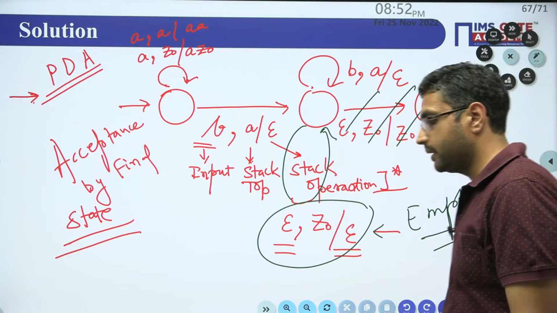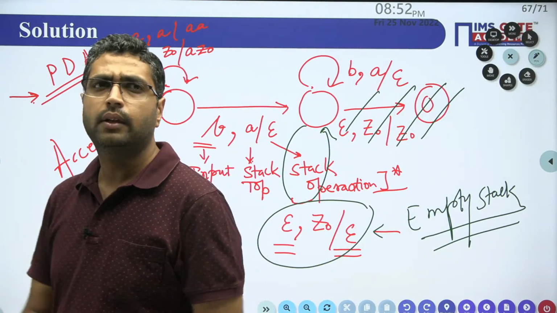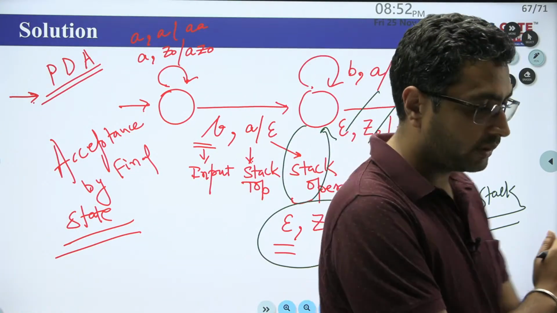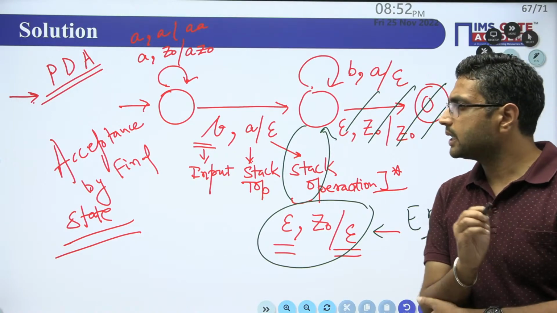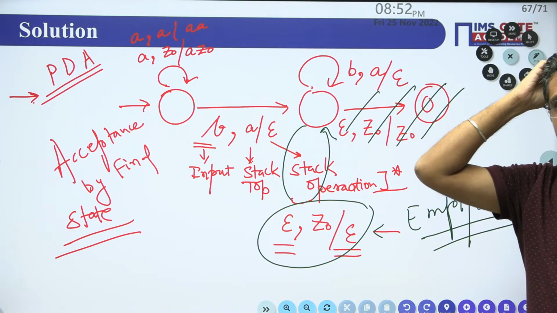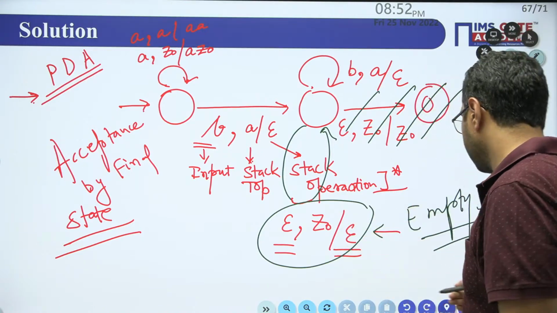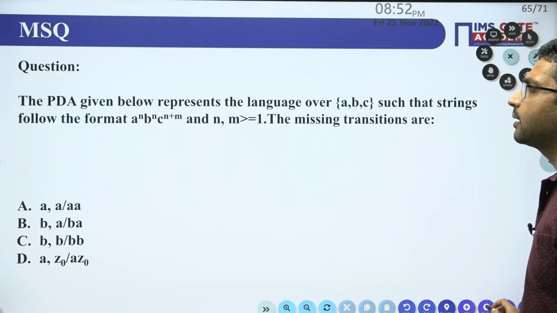So this is acceptance by empty stack, right? If you know these questions, the questions can be based on the missing transitions that you have. We'll do just one question on this, and then this is all about PDAs, right? So let's see one question on this.